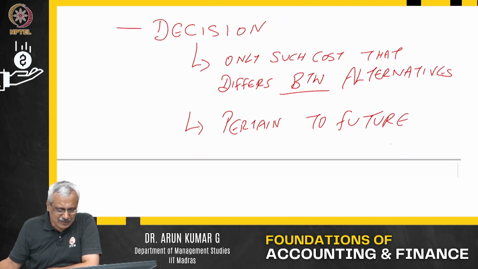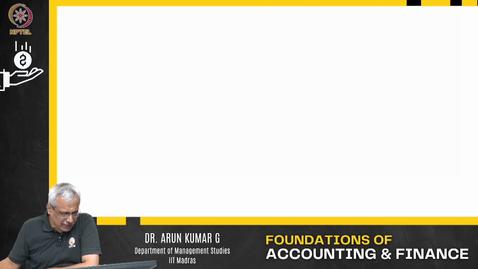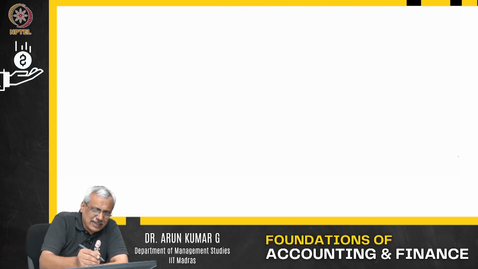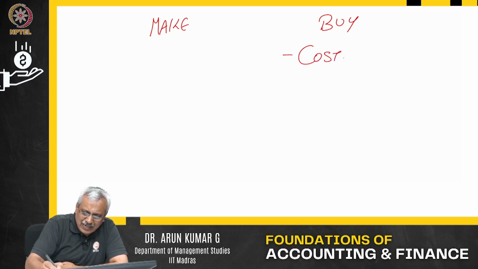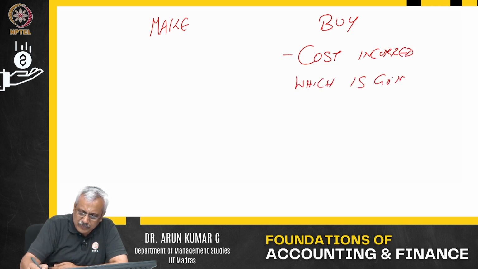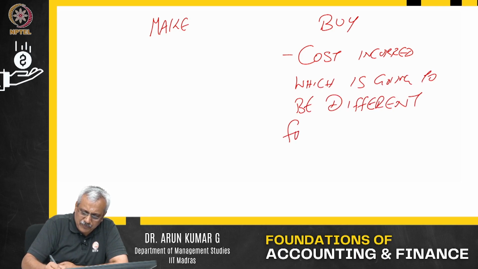For example, let us move to this particular case. What is the alternative? Make the product, buy the product. This is the decision. If I buy the product, what is the cost that I am going to incur, which is going to be different from the other alternative.